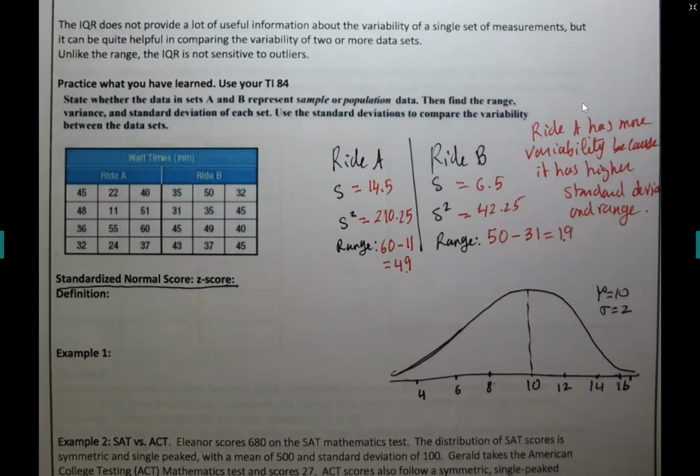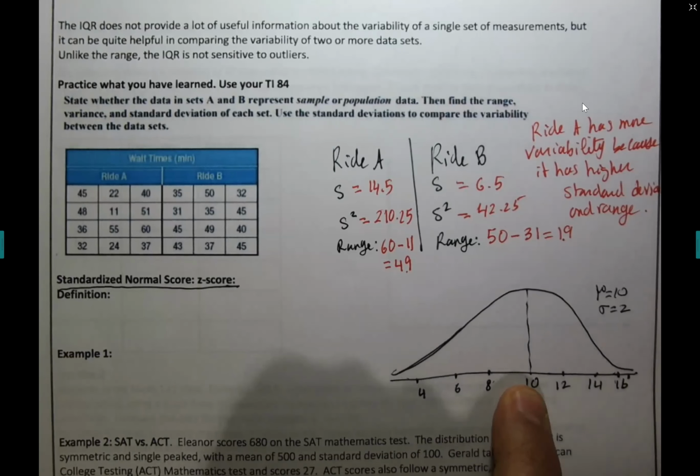There was a 6 below the mean, below the 10. It means that the student's score was 2 standard deviations below the mean. Now, if you score 10 on the quiz and the average score on the quiz was 10, your z-score in this case will be 0. So if I tell you that your z-score is 0, that means your score is exactly the average.